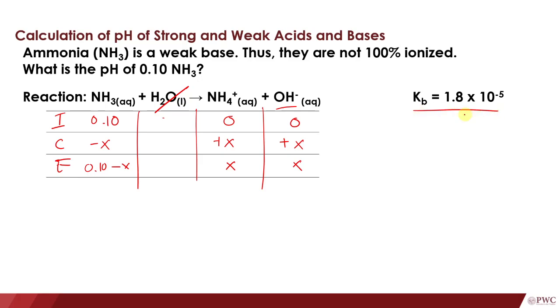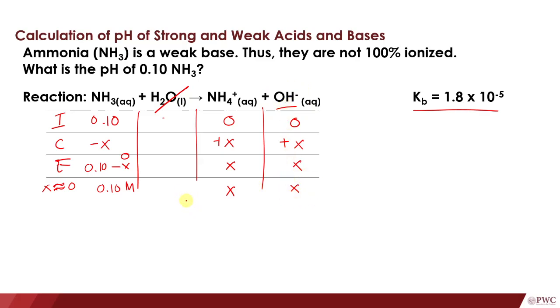Our Kb is the same thing. It's very, very small. So here we're going to make an assumption. Here X is approximately 0. So if X is 0, then it will be 0.10 molar. Then for this one we have X, then we have an X. The same thing, to calculate for the OH minus concentration, we need to find out the value of X here.